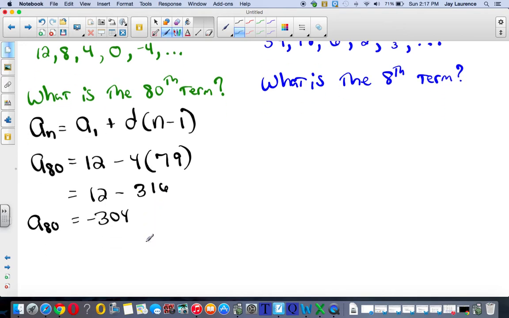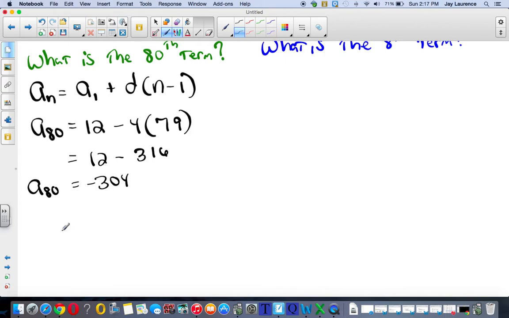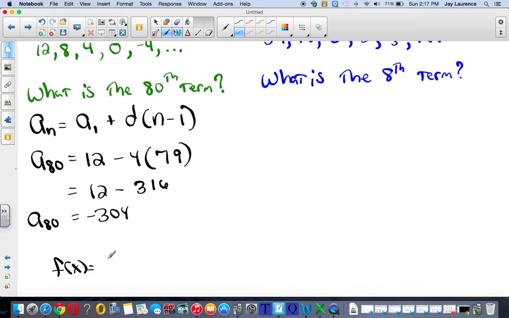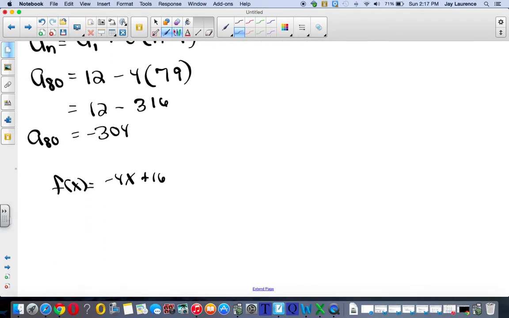That should work. I could check real quick doing my f of x way. Let me just do it in my head so I don't take as long. I know I'm going to need a negative 4x, since it's going down 4 every time. And I think I'm adding 16 every time. So if I put 80 into f of x, into the function, I get negative 4 times 80 plus 16. That's negative 320 plus 16, and that equals negative 304.